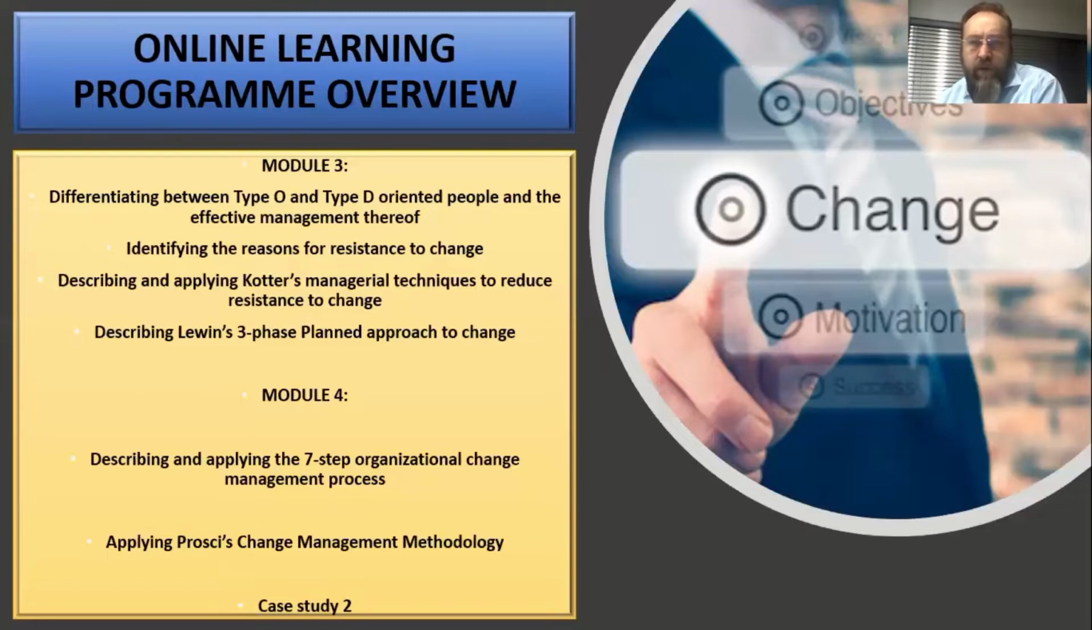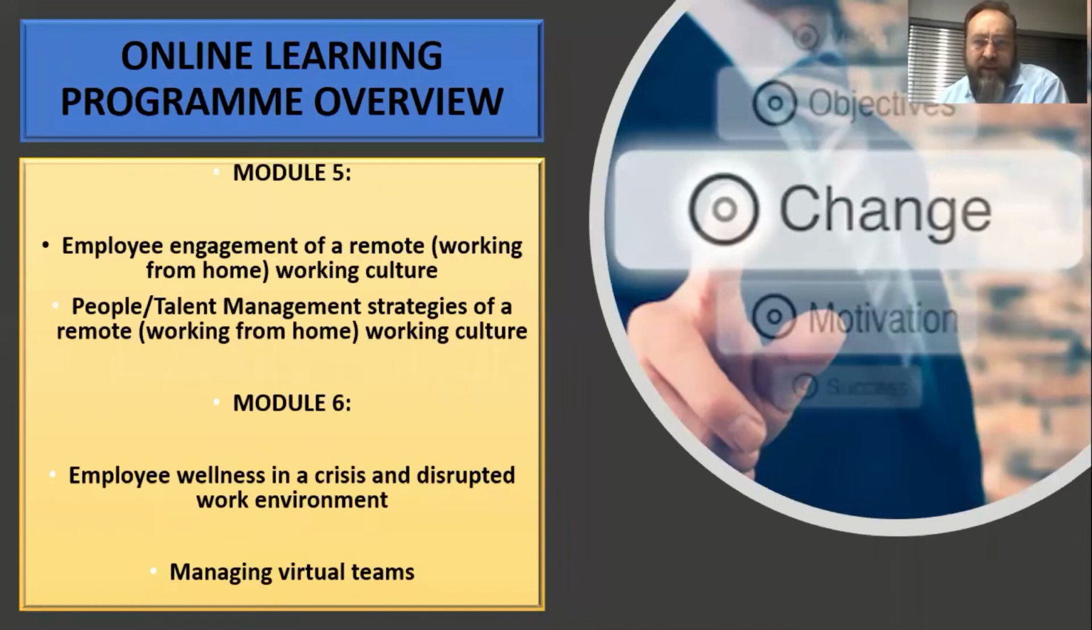I'd like us to conclude module 4 by doing the second case study, and that again is going to help us to implement and apply some of the key lessons, the theoretical lessons that we would have unpacked up until that point. When we get to module 5 and 6 in particular, we're going to look at some of the more contemporary change management issues.